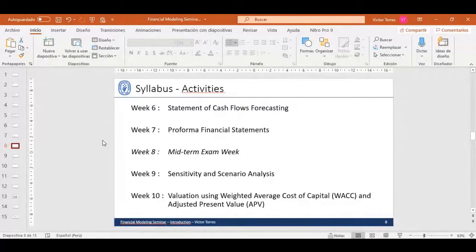Then we're going to jump into the typical valuation framework, where we're going to be discussing weighted average cost of capital and adjusted present value approaches. Those are the most common approaches to value a company that we're going to be considering, discounting free cash flows to the present as a way to come up with the enterprise value that we're going to be seeing in our models, right?